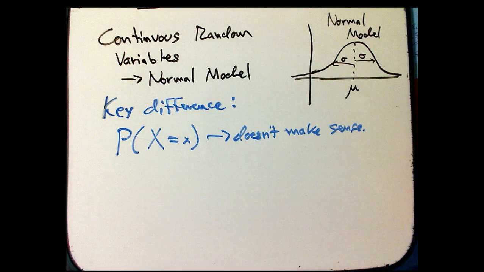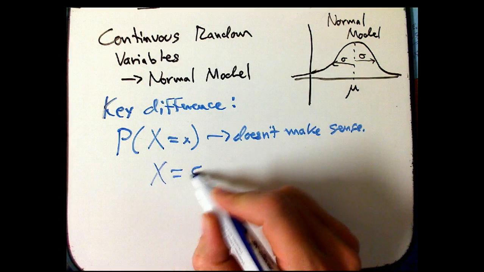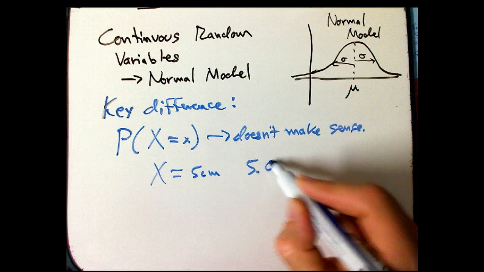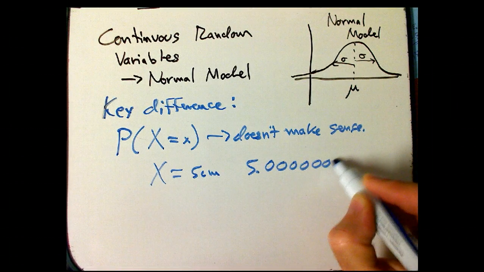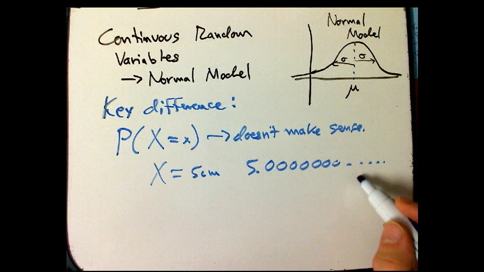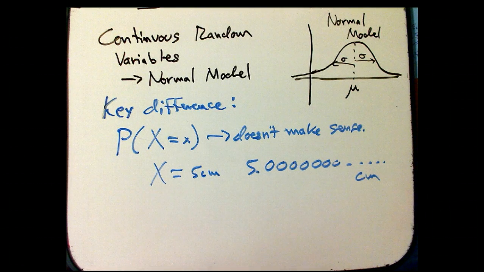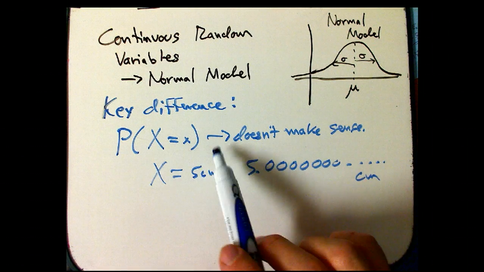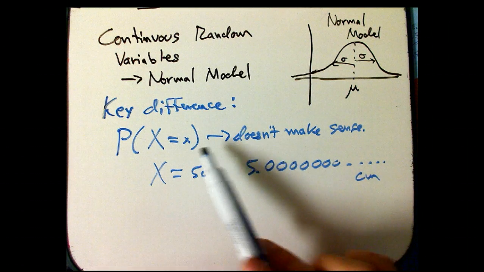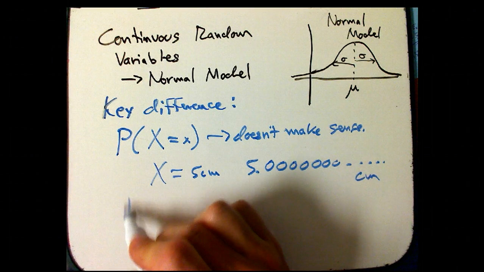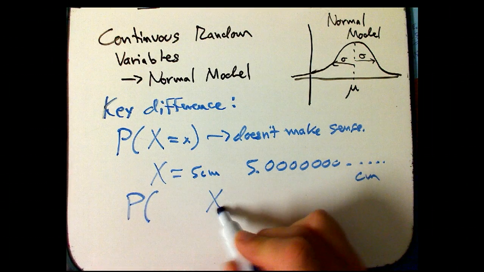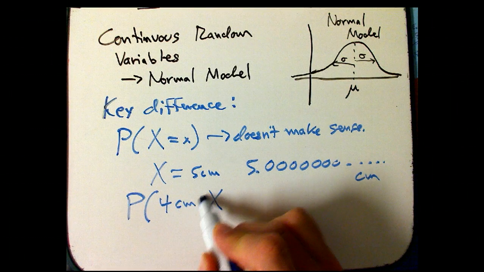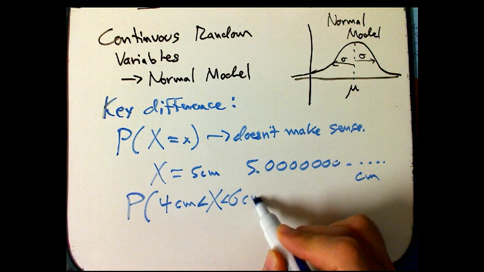If I measure the length of a piece of wood, what's the probability that it's exactly, say, 5 centimeters to infinite precision? In other words, 5.0000000 all the way to infinity centimeters. It's going to be 0. It's not really going to be that exact. So we can't pin down a continuous random variable to an exact value. But we could look at the probability that the random variable is between 4 centimeters and 6 centimeters.